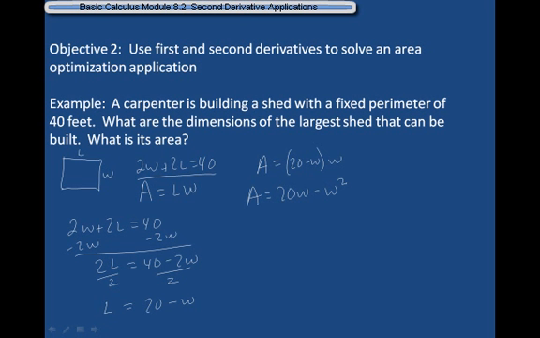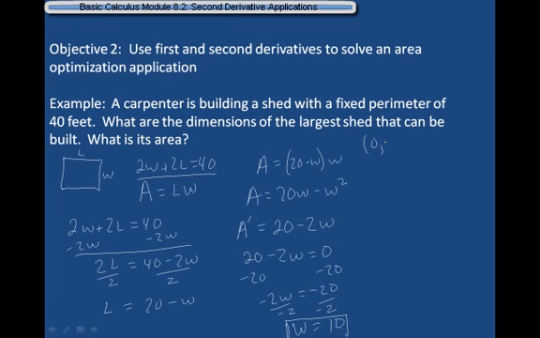we're going to find the critical value of area. So we're after area prime, which is the first derivative, which is this. And then we're going to set this equal to 0. And I'm going to subtract 20 on both sides. So negative 2W is equal to negative 20. Divide by negative 2 on both sides. So W equals 10. Now remember, as far as our domain, any width or any length has to be between 0 and 20.